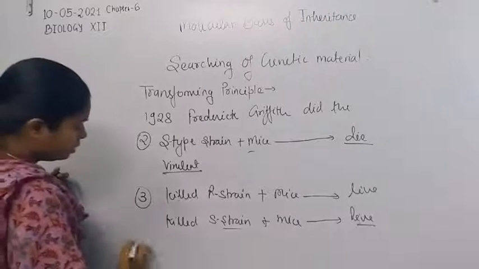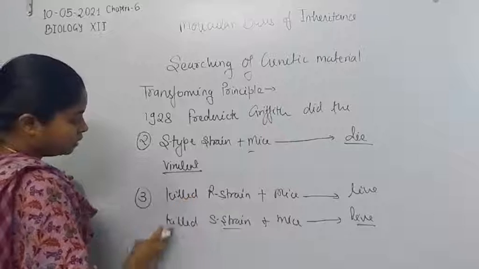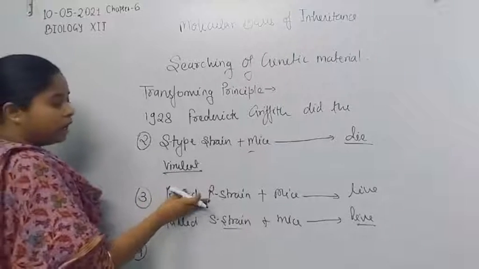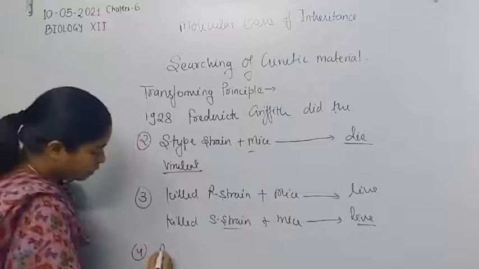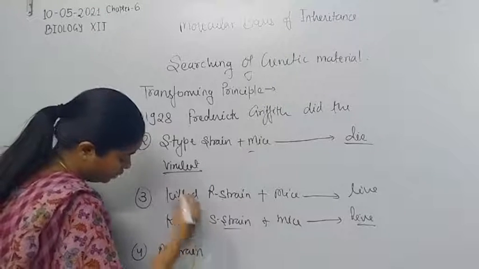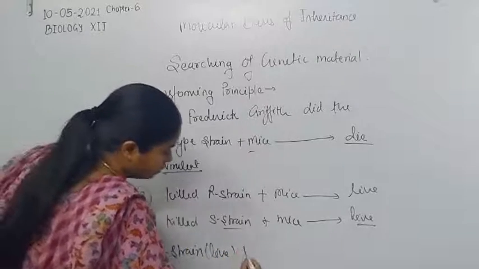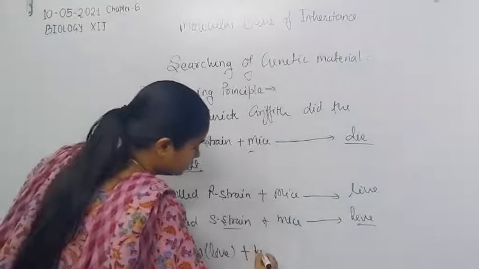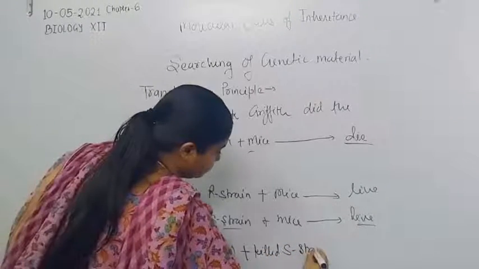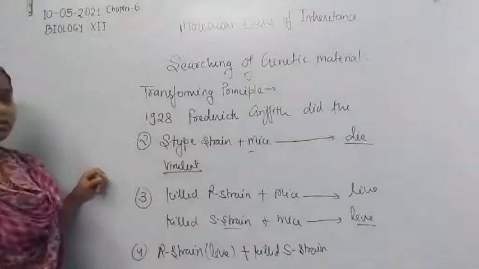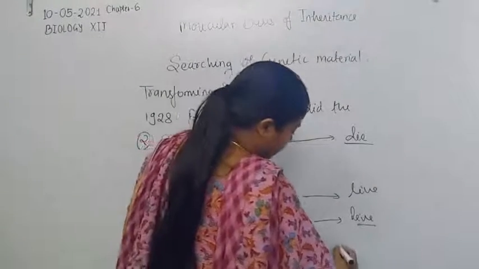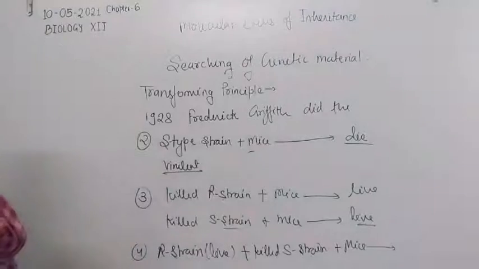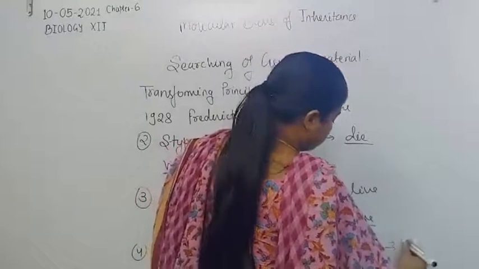Now in the fourth experiment, what did he do? He took the R strain in live form, the live R strain, and added to it the killed S strain, then injected it into the mice. So the mice died.